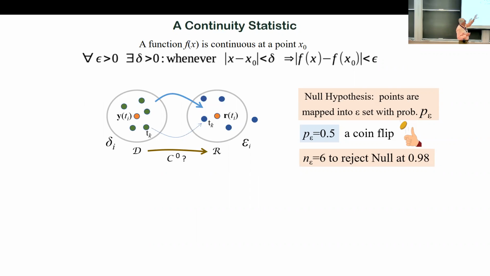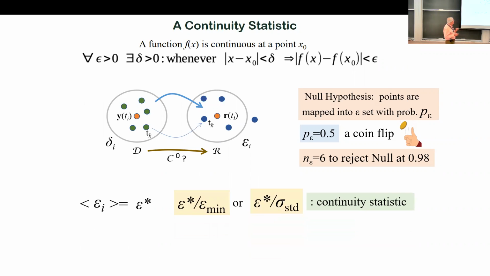Now, the question then is, how small can you make that epsilon and still reject the null hypothesis? And of course, it's finite data. You can't go to 0. You can't take the limit. But I'll see how small you can go. And the smallest you can go, I'm going to call epsilon star. And we'll use as our statistic, how big is that compared to the minimum possible epsilon? Finite set of data, so there's going to be some average distance below which points don't have a neighbor. Or how big is it compared to the size of the attractor as a whole, the standard deviation? You can use either of those as a continuity statistic.